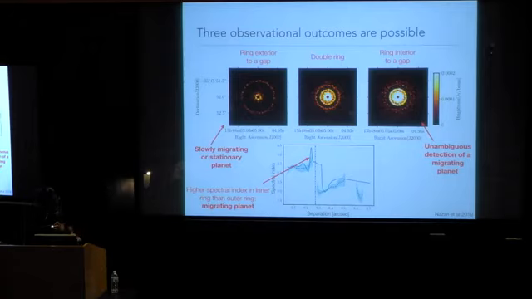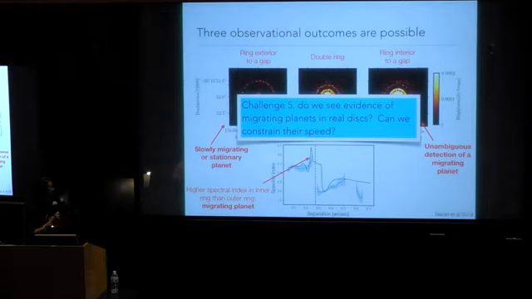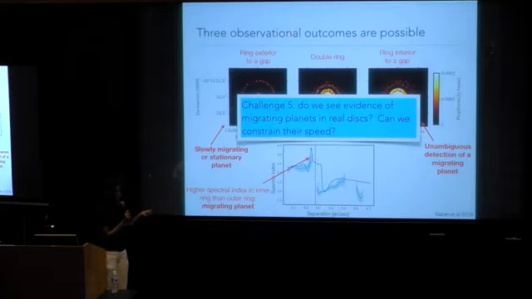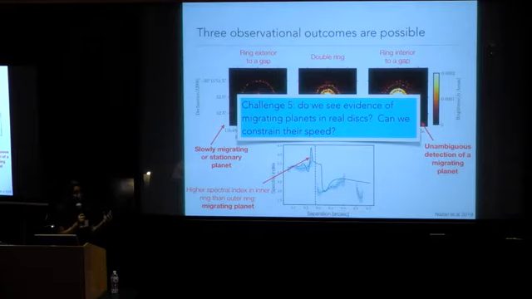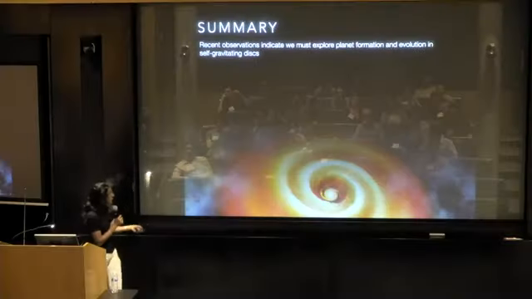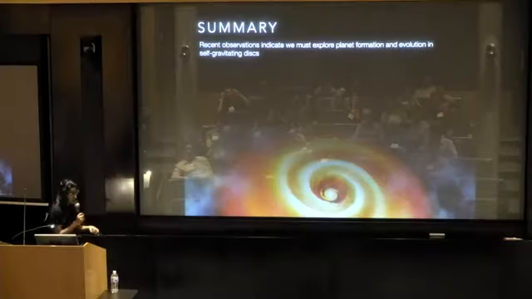So this brings me to my final challenge, which I think we need to address. The first part is really a challenge for observers: can we actually see evidence of migrating planets in disks? But the second part is, as theorists, can we figure out if we can even constrain the speed of those migrating planets? So with that, I'd like to bring you to my summary slide.